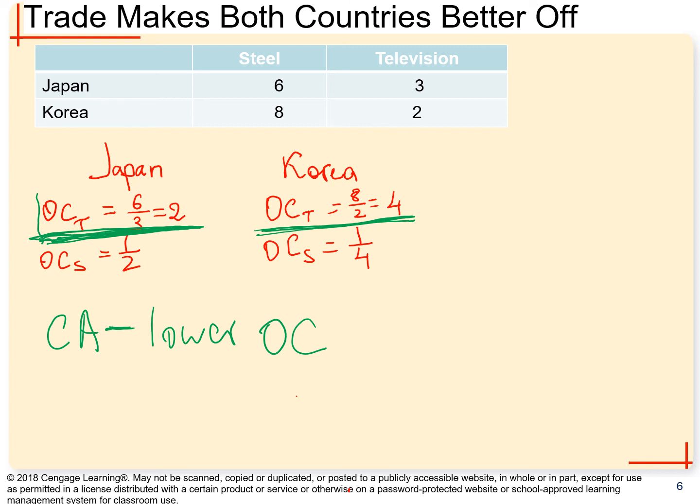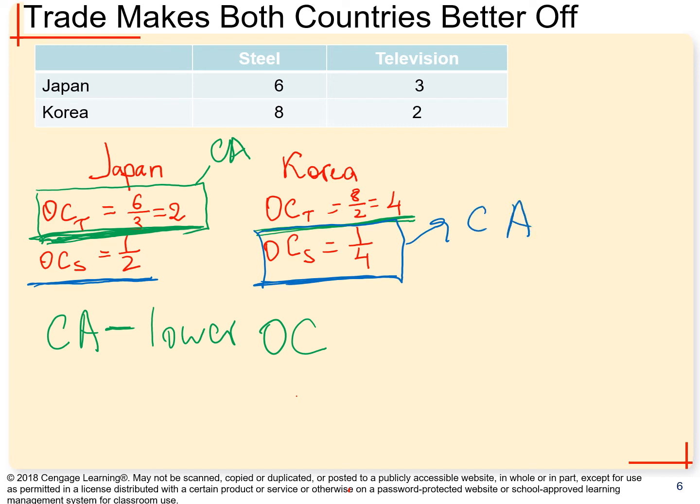So we said that Japan is producing at a low opportunity cost, so therefore Japan has a comparative advantage in production of that product. After that, we're going to compare our units of steel. Japan producing steel is using half of a TV. Korea producing steel is using only a quarter of a TV to produce 1 unit of steel. Who has a lower opportunity cost in production of steel? Korea does. So I'm going to say this is comparative advantage for Korea.